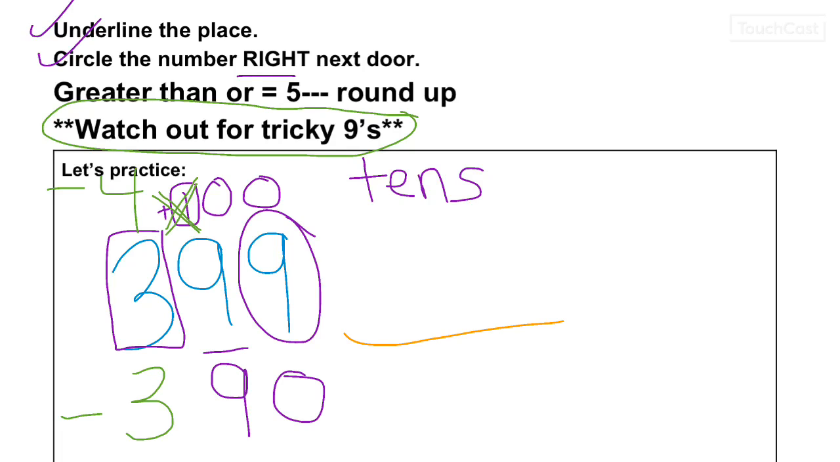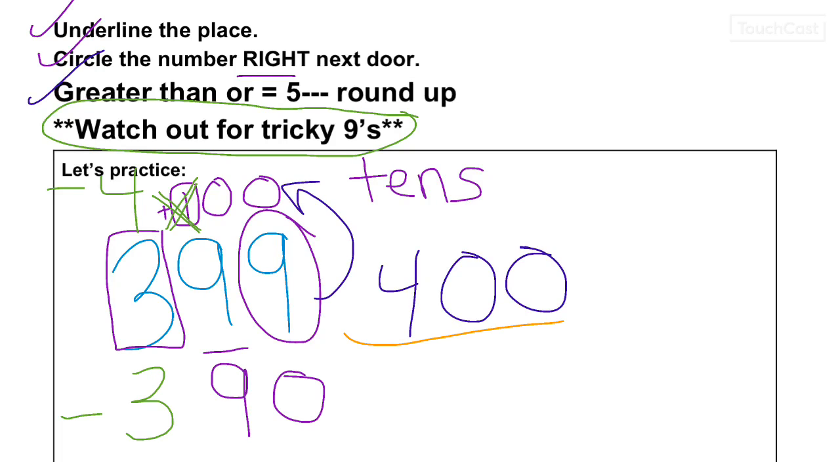So now we have circled the 9. Is the 9 greater than or equal to 5? Yes. We round up to 400. How'd you guys do on that one? I know that one was a little bit tricky.